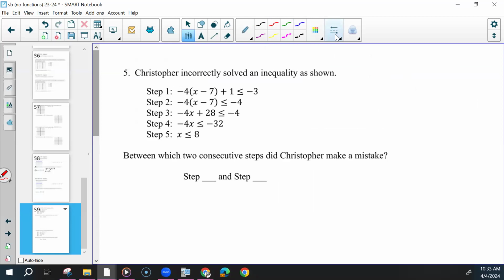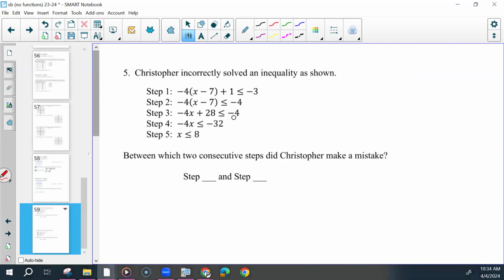Christopher incorrectly solved the inequality as shown. So here they subtracted 1, which is a fine step. It's not what we usually do, but that's okay. Subtracted 1, so that's right. Distributed the negative 4, so that should be negative 4x plus 28.